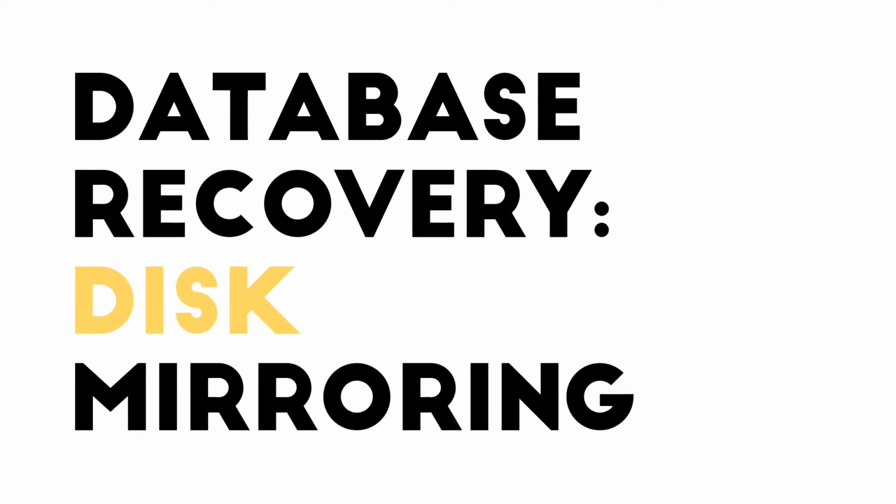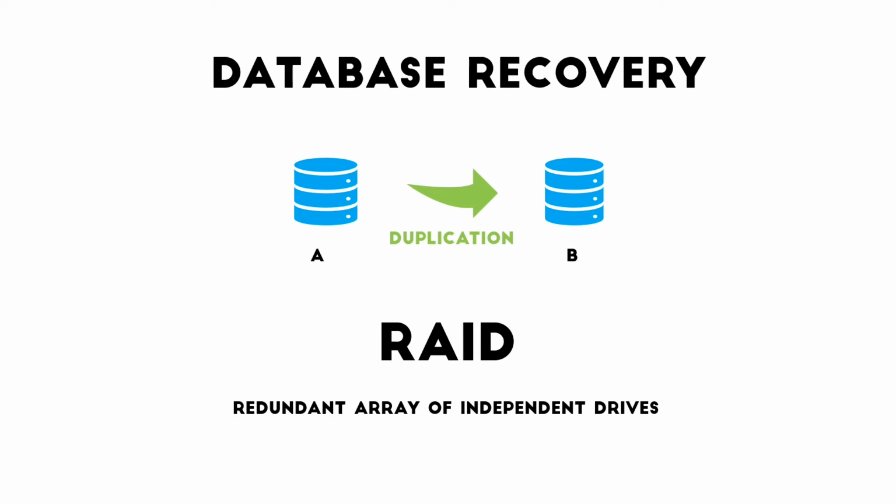Database recovery: disk mirroring. To better understand what disk mirroring is, the first word that comes to your mind is duplication of data. Basically, it will update all the data to separate disks simultaneously, which means two or more drives are working at the same time, storing every transaction that is being done by the system. It is also called RAID, which stands for Redundant Array of Independent Drives, or Redundant Array of Inexpensive Drives.